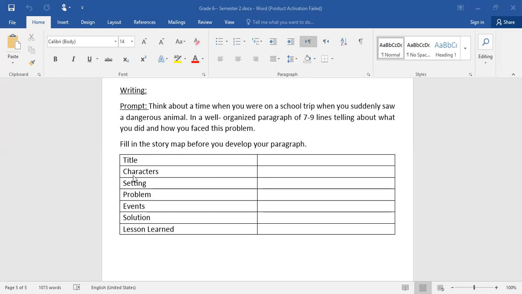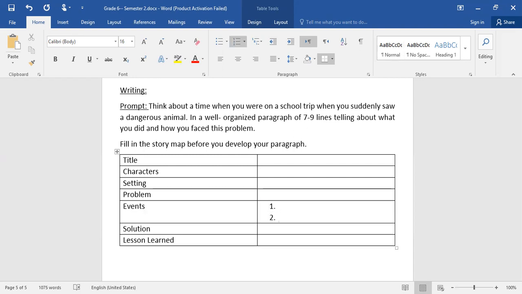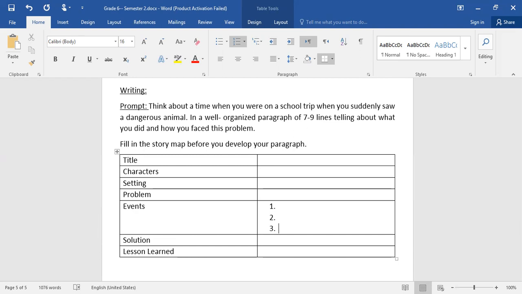Title, characters, setting, problem, events. Four events are enough. Three are enough. Three events are enough, and then the solution and the lesson learned. Yeah, let's start on your sheets, okay? When you finish, we will talk about the paragraph.